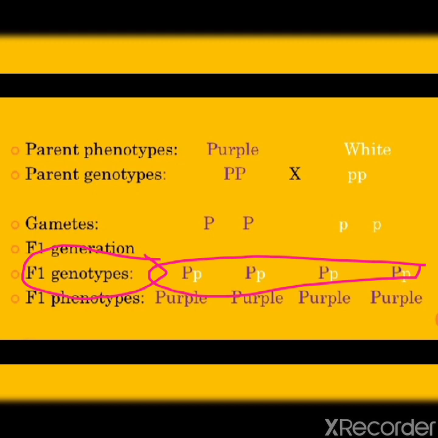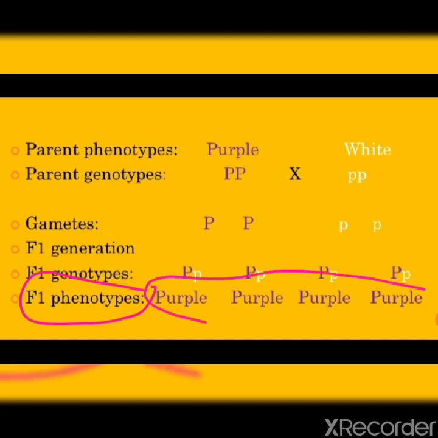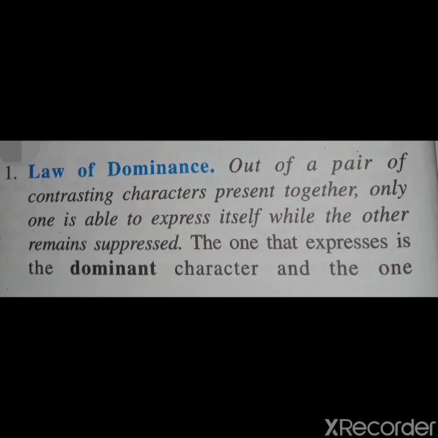Genotype means it is not visible, right? It is just a genetic allelic representation of the gene. And what is the F1 phenotype? Phenotype is something which is observable. So which allelic form is expressed? The dominant one, that is purple. So we see all the flowers are purple in the F1 generation. That is what Mendel saw in his experiment.